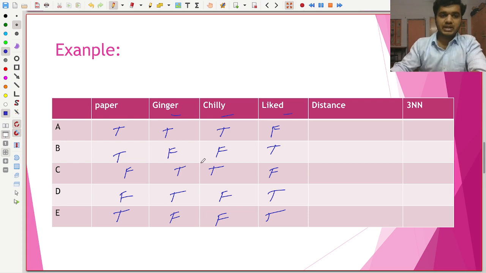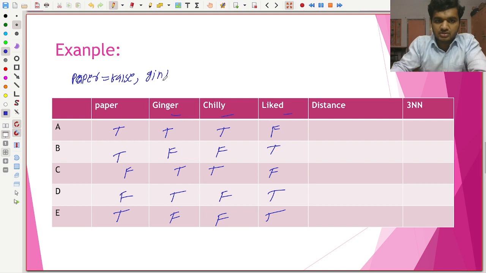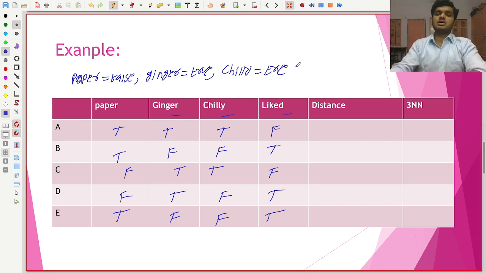Now you will calculate the distance. How? Suppose pepper is given as false, ginger is true, and chilli is true. Then is it liked or not liked? You will calculate. Suppose you assume pepper: here you notice that it is false and it is true. That is a change.